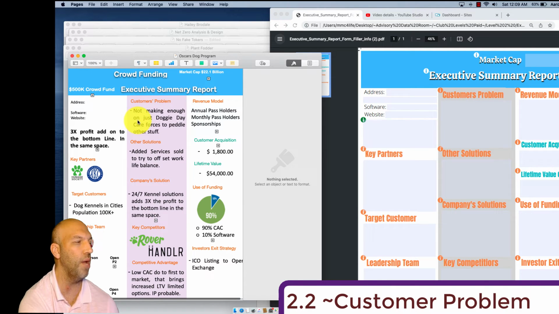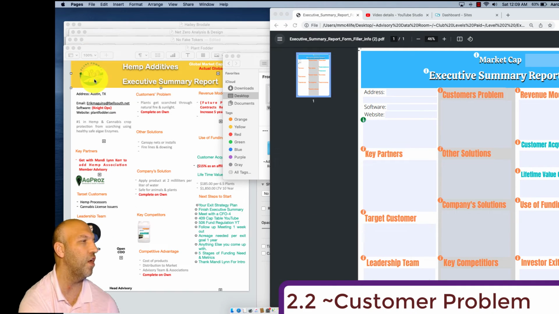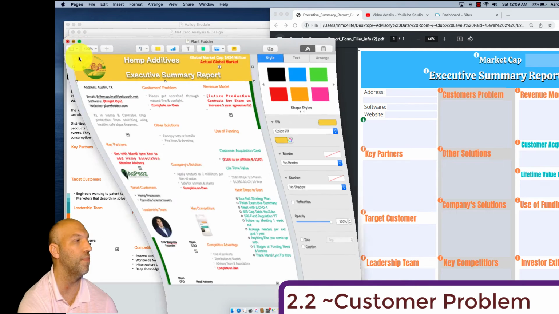And then this one was like a dog program. And so here's the problem. Not making enough on just doggy day care forces them to peddle other stuff. Okay, so that's all. And then this one was like a hemp additive one. So it's like an algae that goes on the outside of hemp. Plants get scorched through natural fire and sunlight. And then complete on own. Oh, that was notes for him, so for me to help them.